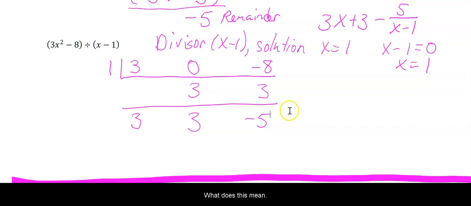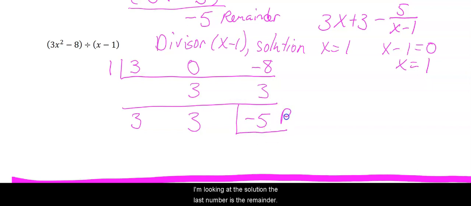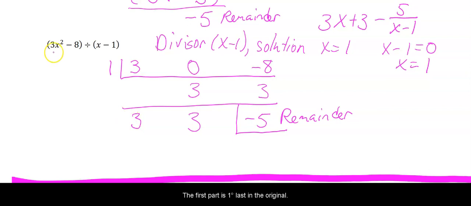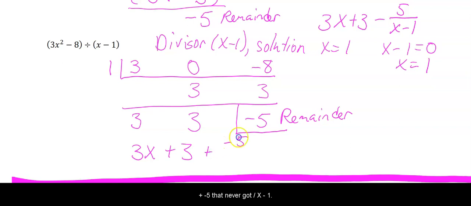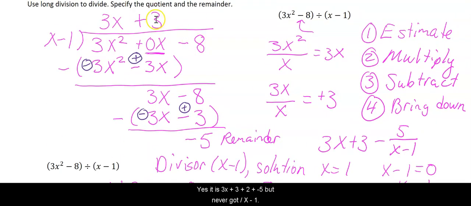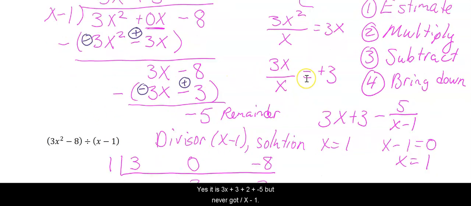What does this mean? If I'm looking at the solution, the last number is the remainder. I take the remainder and I set it aside. The first part is 1 degree less than the original dividend, which means this must be 3x plus 3 because there's no negative, plus the -5 that never got divided by x minus 1. Is that what we got previously? Yes, it is. 3x plus 3 plus the -5 that never got divided by x minus 1.